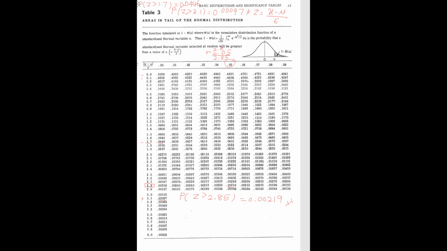Now what if we are looking for 1.54? Again, it's greater than, so we have 1.5. 1.5 is here, but we have 0.04. So it is here, and you get 0.0618.